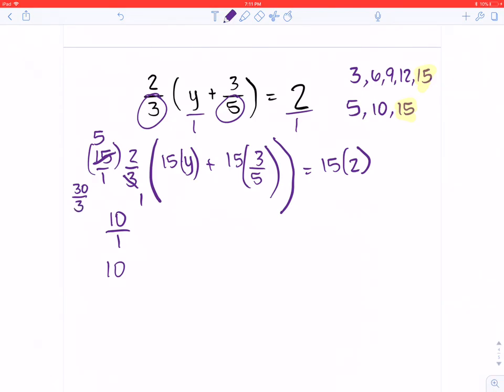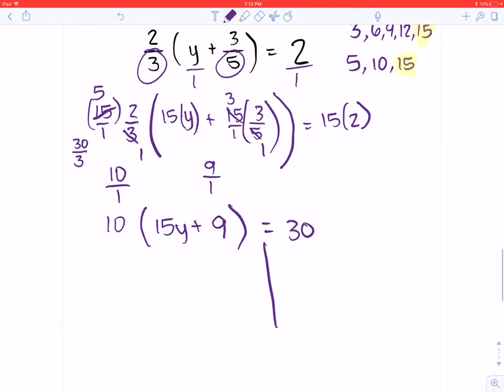So either way works. All right, now I have my parentheses. I have 15y plus 15 and 5. I can cross divide. 5 divided by 5 is 1. 15 divided by 5 is 3. Multiply straight across. 3 times 3 is 9. 1 times 1 is 1, so we have 9 over 1, which equals 9. I'll rewrite this nicer. And my parentheses. And 15 times 2 is 30. So now I can actually solve.